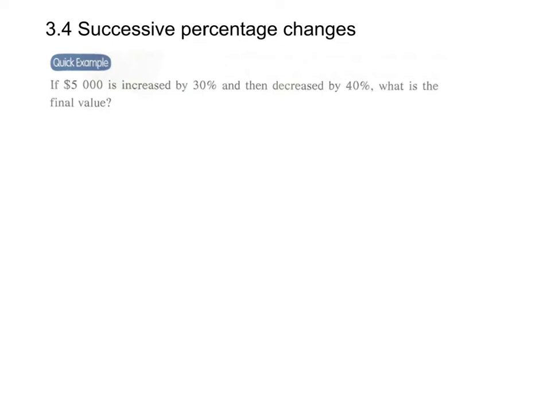And now we come to section 3.4, successive percentage change. In fact, the same formula can be applied again. Let's do a very quick example. Let's say we have $5,000, it's increased by 30% and then decreased by 40%. What is the final value? Since there is no new formula, we can apply the same principle again.